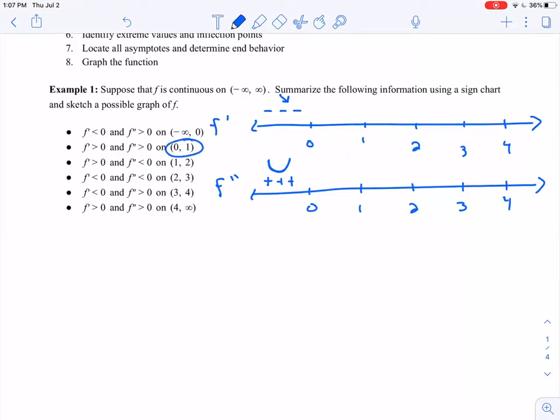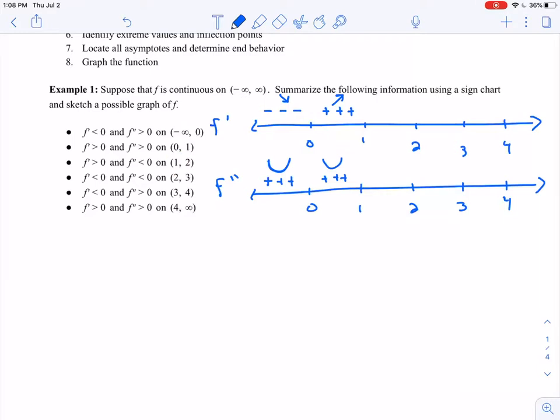So next, if I look at 0 to 1, I'm just moving to the next interval over. I know that f prime is greater than 0, so now my first derivative is positive, which means that my function is increasing. And I know that my second derivative is still greater than 0. So my second derivative is still positive there. It's still concave upward. I haven't seen any change in my second derivative yet.